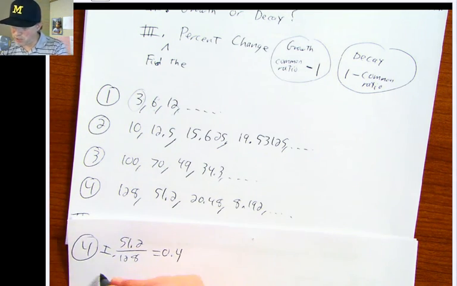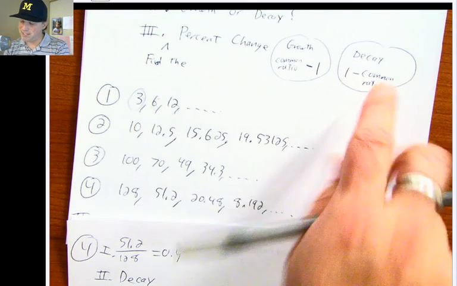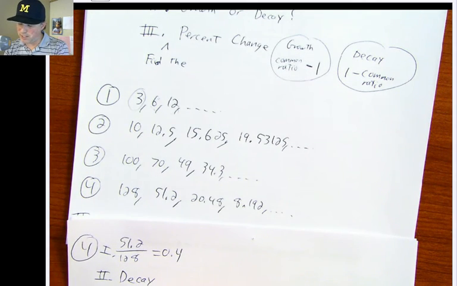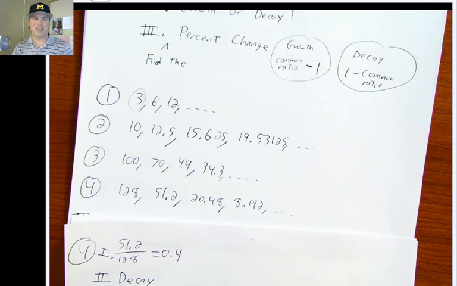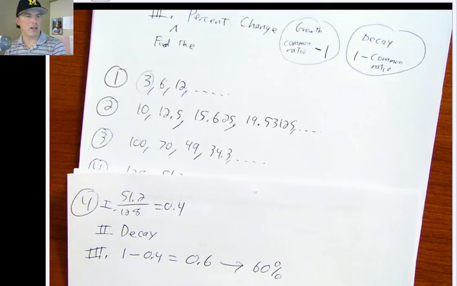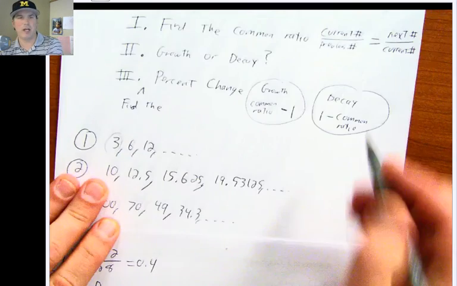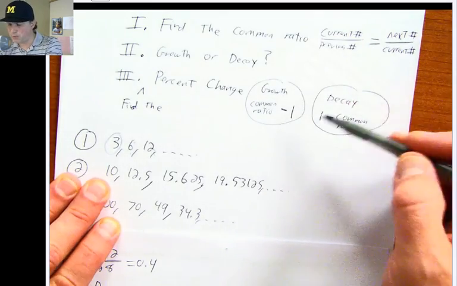Part 2, the numbers are getting smaller, so it is a decay. And then finally, part 3, 1 minus the common ratio. 1 minus 0.4 is 0.6. So what we have is a 60% change. Sorry about that, I lost the bottom of the paper here. 60% change. Okay, so that is just common ratio, growth and decay, and percent change. And this is what you'd want to memorize with that.